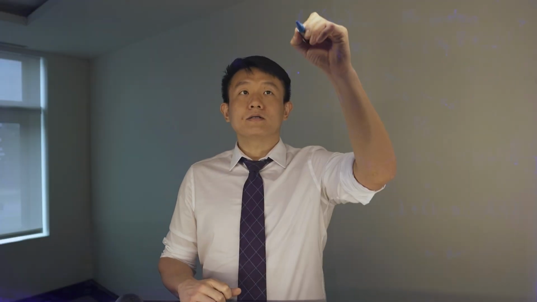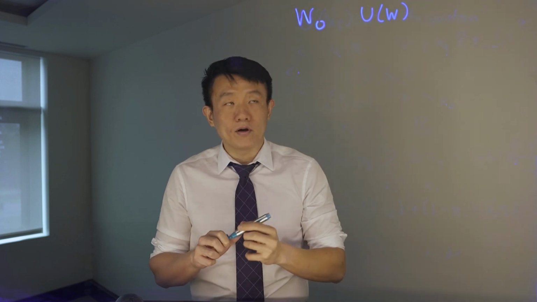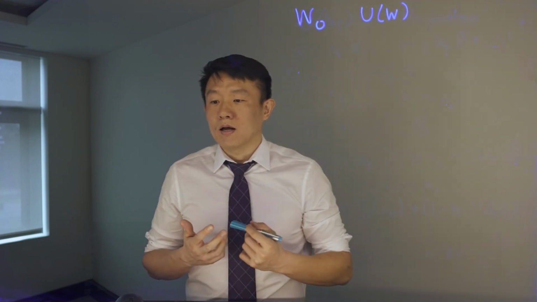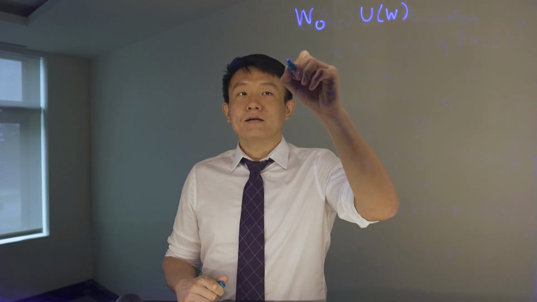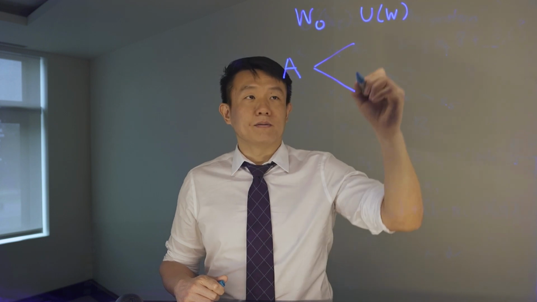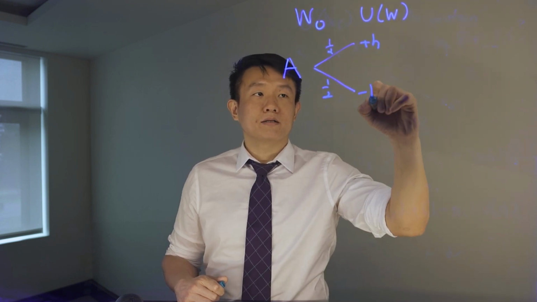In order to quantify risk aversion, let's say that W naught is your initial wealth and U is a von Neumann-Morgenstern utility function. And let's say gamble A is going to be a 50-50 coin flip for H dollars, so plus H, minus H here.